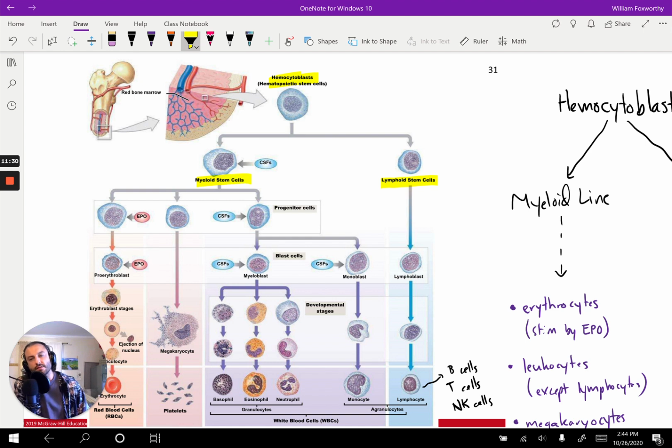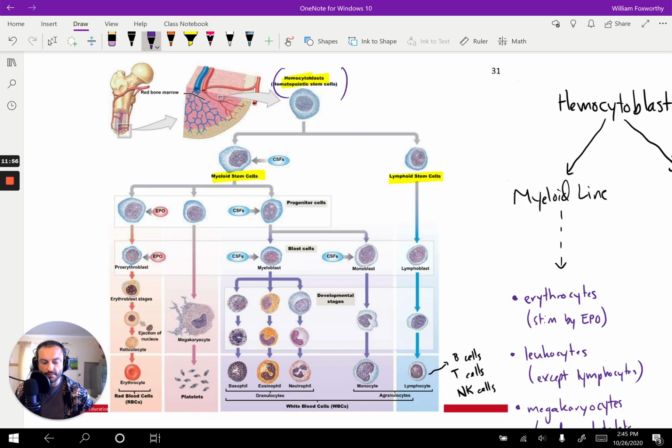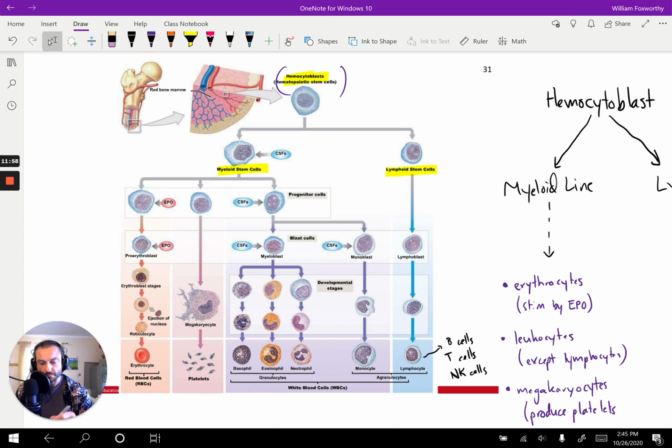Remember that all of your cells are genetically identical. So these particular stem cells in your red bone marrow that are called hemocytoblasts already have a pattern of gene expression that will allow them to develop down either the myeloid line or the lymphoid line. And then depending on which line they go down, they're going to express different genes until you end up with all of your formed element types.